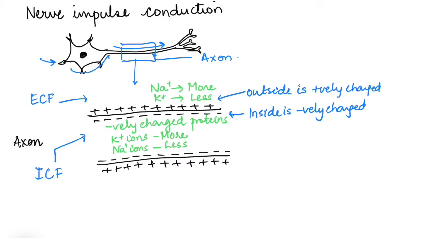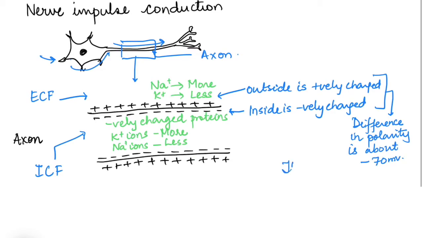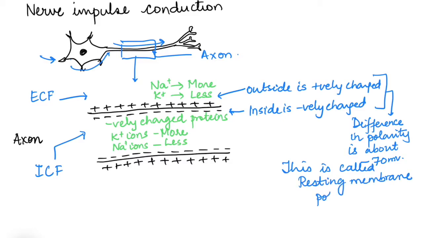Now, this difference in polarity is around negative 70 millivolts. So, if you measure it, you will be able to get a negative 70 millivolts, and this is called as the resting membrane potential, and the condition is said to be polarized. So, this is the polarized state of the neuron, and this is when the neuron is in resting potential or when there is no impulse passing.